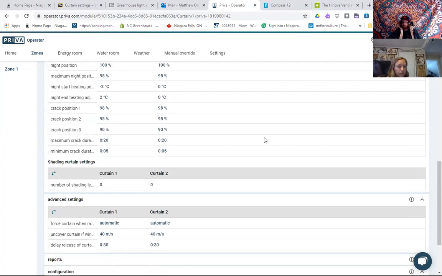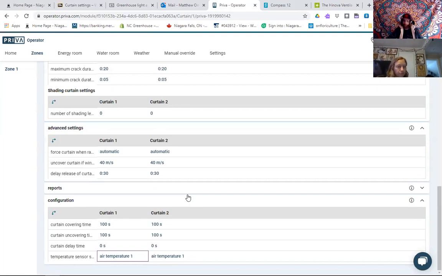Does anyone have any questions on that, on how to set your curtains? Any discussion points? Any talk about what's going on in Leamington?